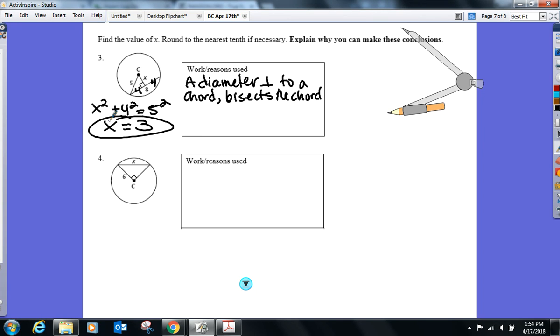Number 4, finding x. Ooh, there's really not much here, huh? What's labeled 6? Radius. Okay. What's the side that's not labeled? Another radius in the same circle. That means they're equal. So let's put a 6 here.